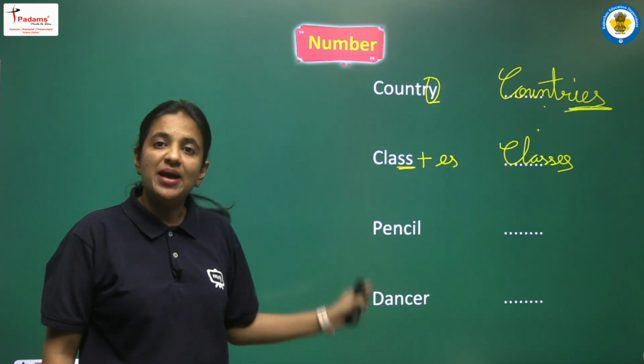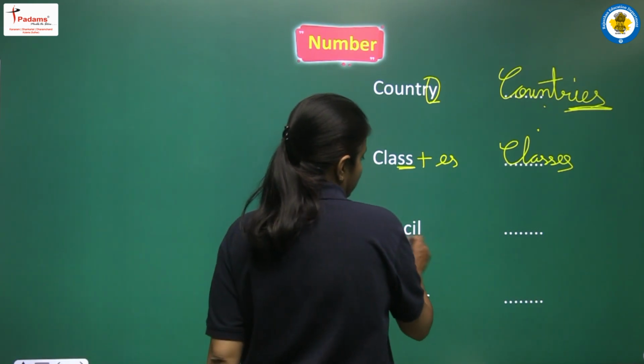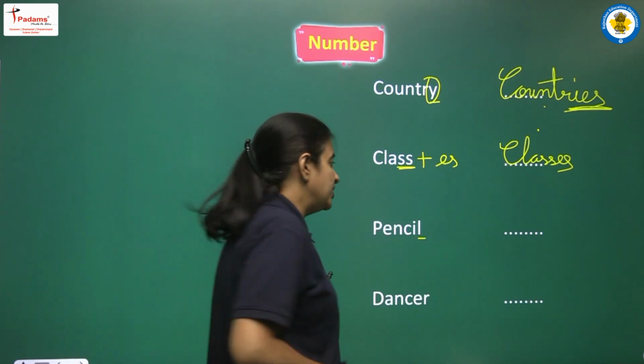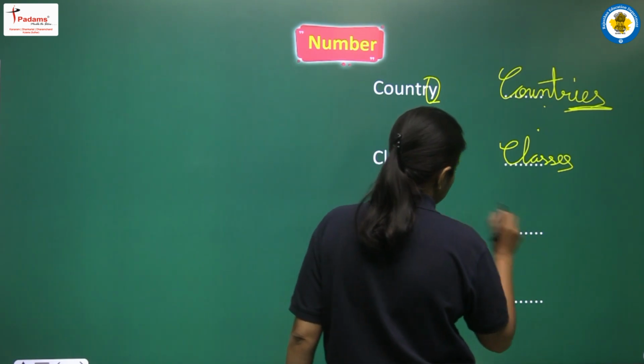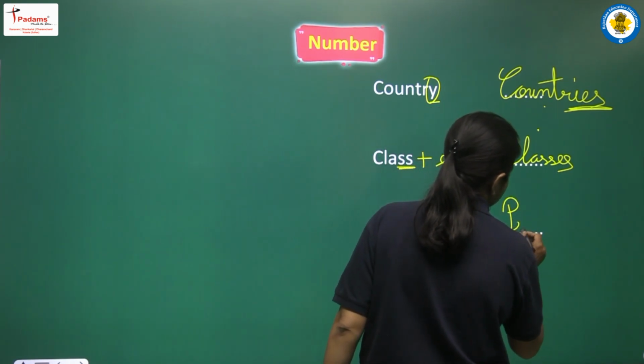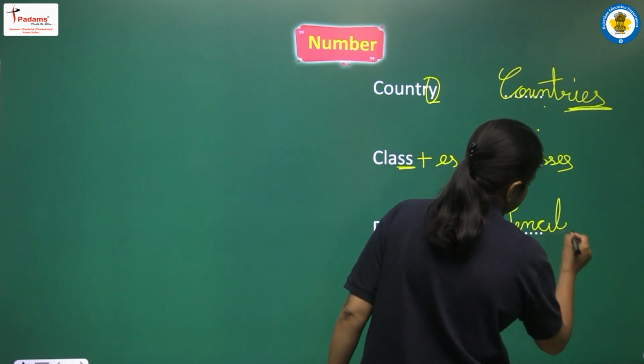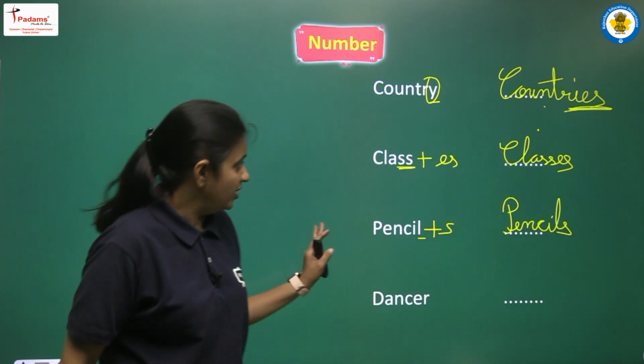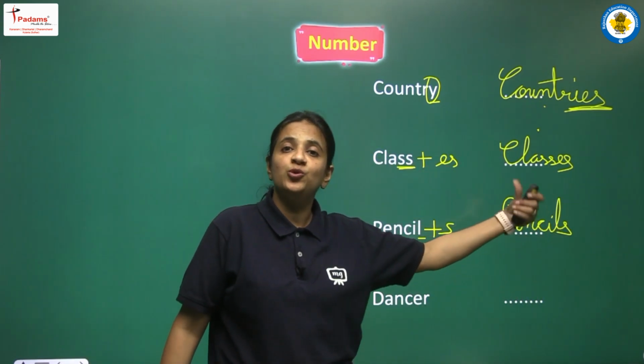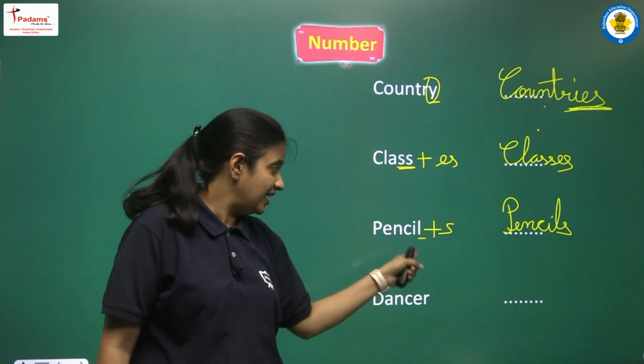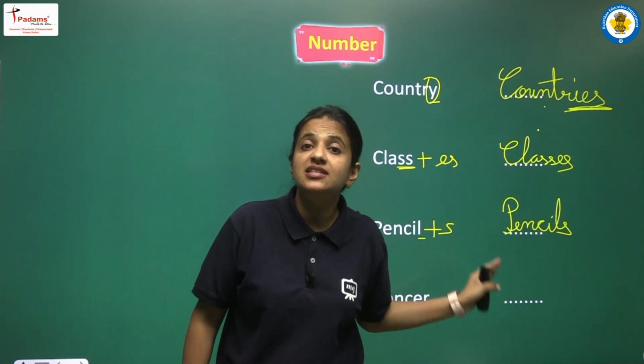Next we are having pencil. So we can see that the last letter we are having L. So we just have to add S here. So it will be pencils. Pencil, it is singular noun, and we are converting it into plural one. How? We are just adding S. So the spelling will be pencils.